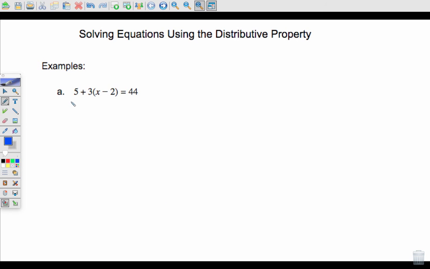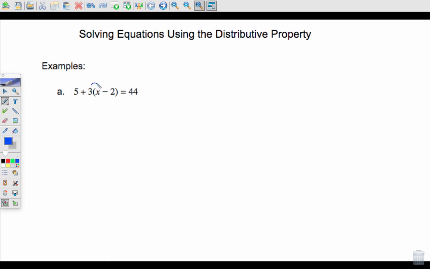The first one is 5 plus 3 times the quantity x minus 2 equals 44. Okay, so multiplication comes before addition. So you want to make sure that when you see this 5 plus 3, you remember that the 3 is held to this parenthesis by multiplication, and that comes before addition. You don't want to add these two numbers together. This is the biggest mistake students make, adding these two together and getting 8.